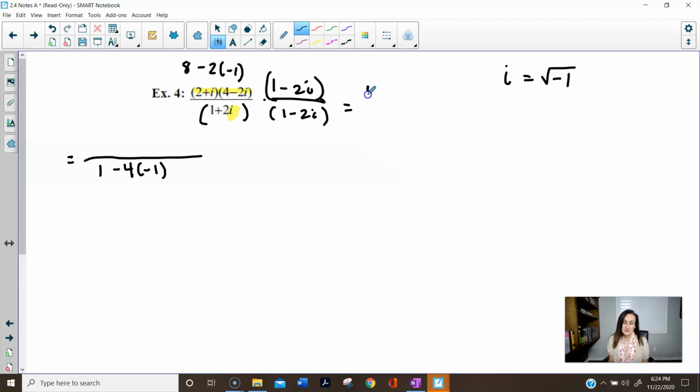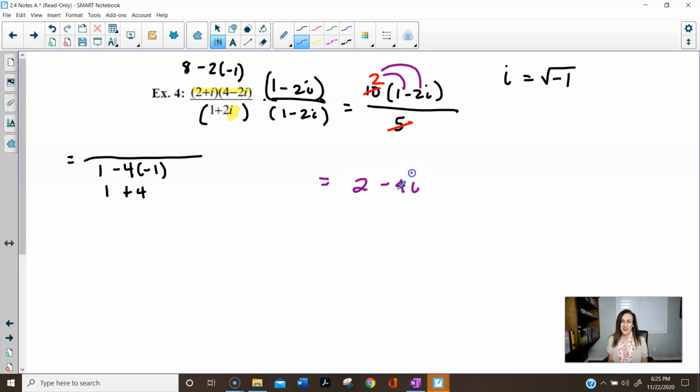So now I have 10 times 1 subtract 2i over, and my denominator, remember, I wrote it down here, is going to be 1 plus 4, which happens to be 5. So before you go ahead and distribute anything, how about dividing first? So 5 goes into 10 2 times, and now my final answer is going to be 2 times 1 and 2 times -2i, which is 2 subtract 4i. Ta-da!